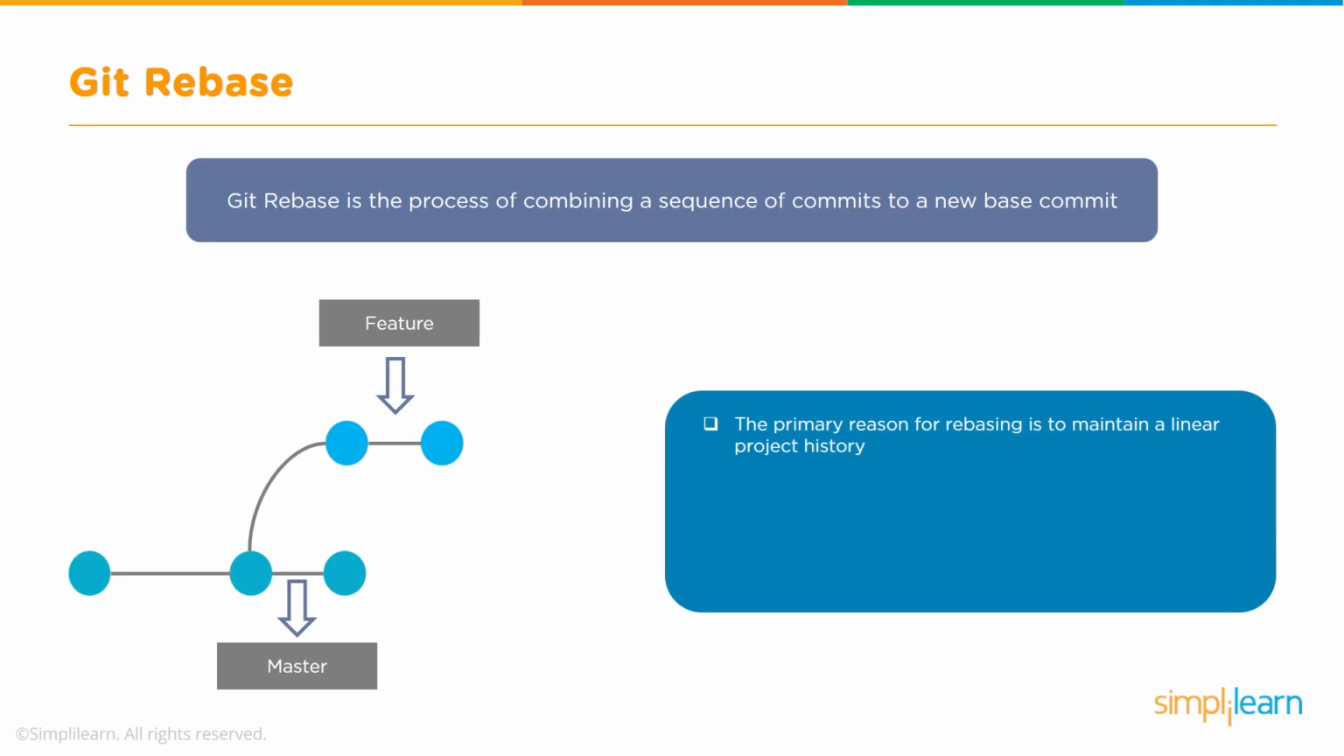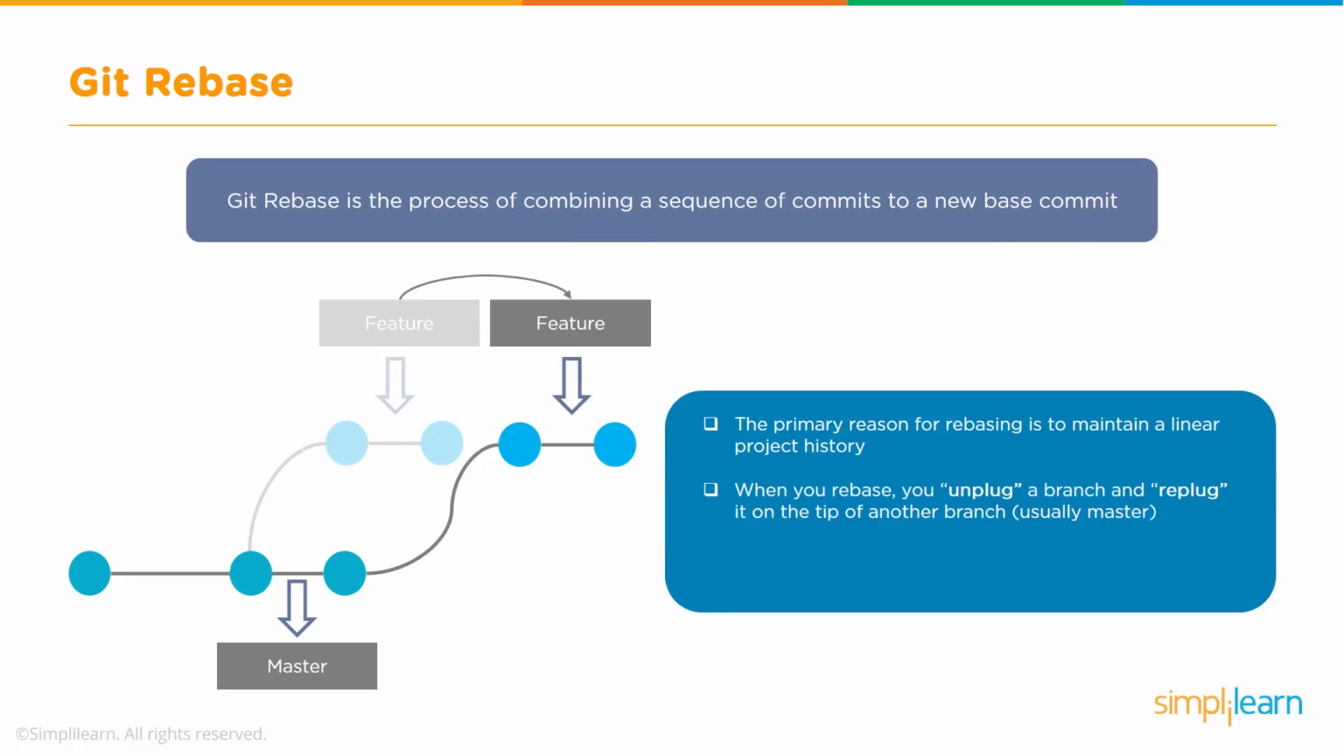So Git rebase is the process of combining a sequence of commits to form a new base commit. And the primary reason for rebasing is to maintain a linear project history. When you rebase, you unplug a branch and replug it in on the tip of another branch. And usually you do that on the master branch, and that will then become the new master branch. The goal of rebasing is to take all the commits from a feature branch and put it together in a single master branch. It makes the project itself much easier to manage.